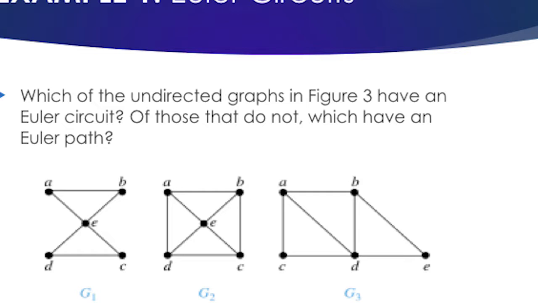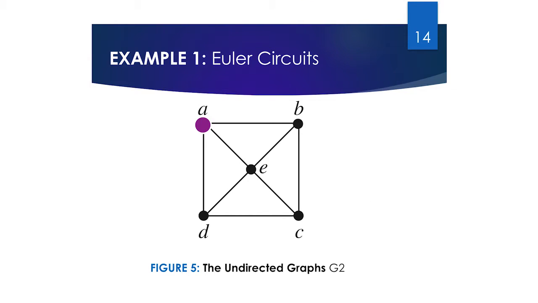Neither of the graphs G2 or G3 has an Euler circuit, as we are going to verify in the next slide. The graph G2 has no Euler circuit because we cannot visit all edges in the graph only once to have an Euler circuit. As we can see from figure 5, we failed to visit the edges A and E, B and E, D and E, or C and E without touching an edge twice.